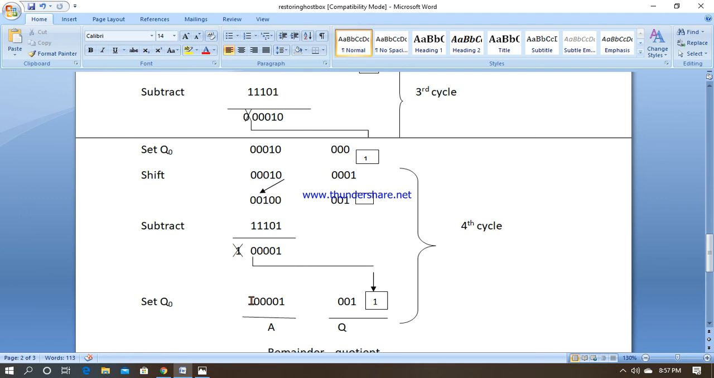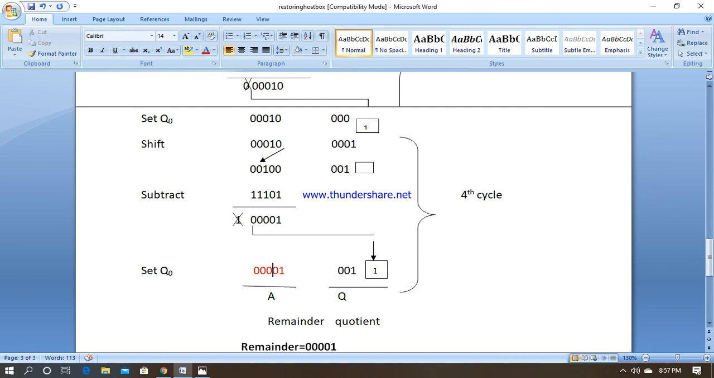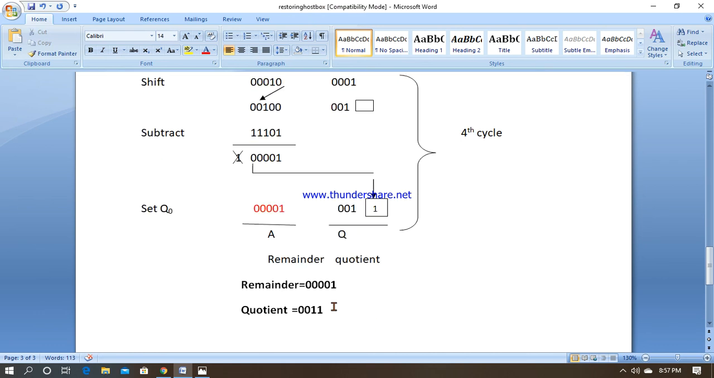What we are getting here is the accumulator value. This is finalized. Finalize and update the accumulator value here. And what you are given in Q, that is the quotient. What you are given in A, that is the remainder. Keep in mind, and also at last we are getting the Q value, that is the quotient value. So we are finalizing the answer. The remainder is 00001 and the quotient is 0011.